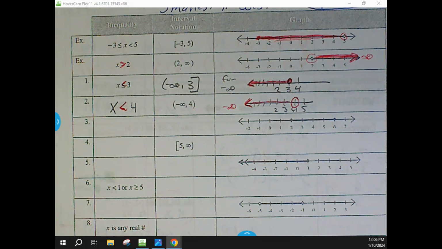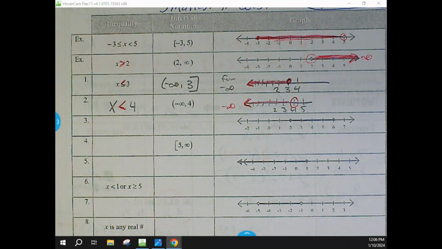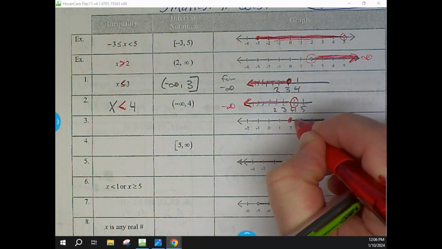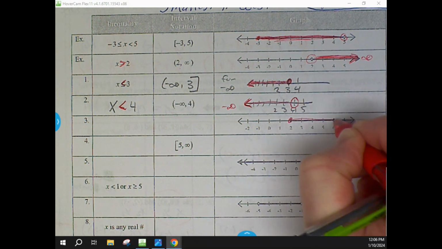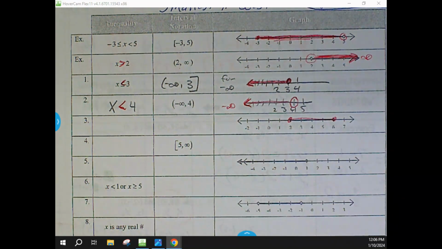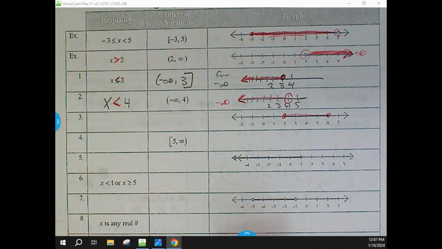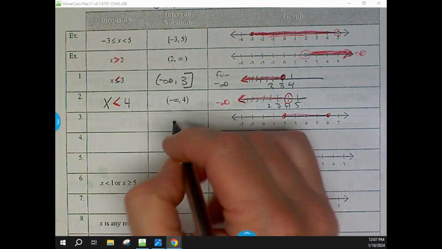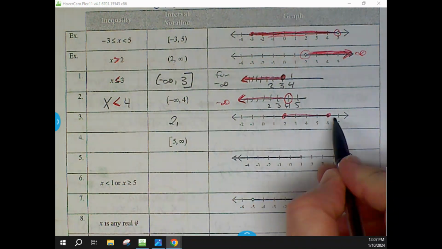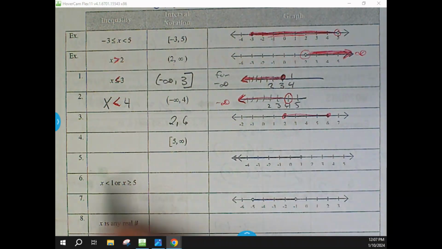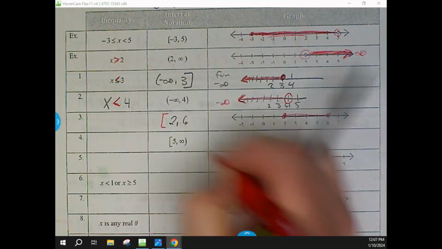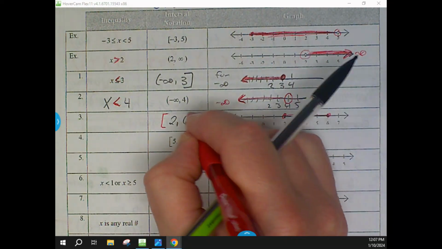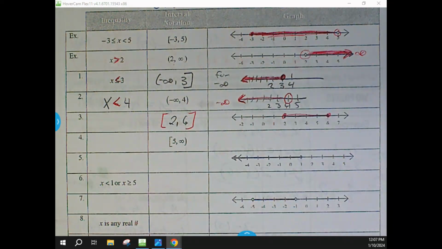Okay, so for number 3, the graph goes from here to here, right? It's going from 2 to 6. So the lowest number on the left is 2. The biggest number on the right is 6. So it's going to go from 2 to 6. 2 has a solid circle, so you put a square bracket there. 6 also has a solid circle, so you put a square bracket there.